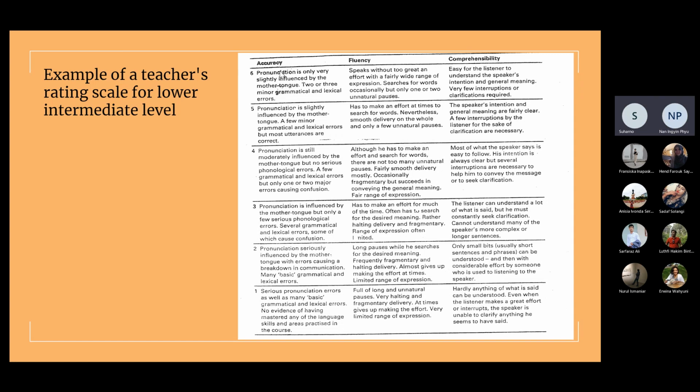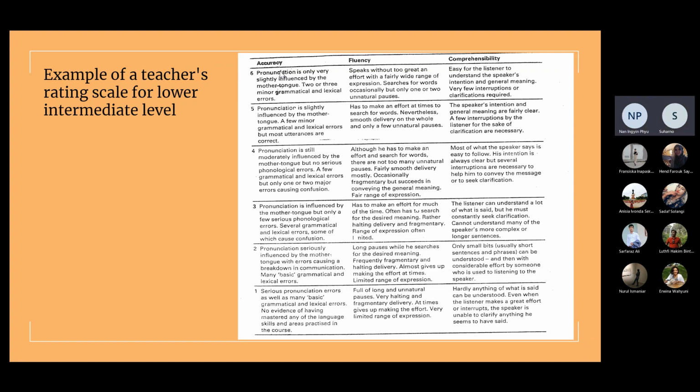If the student's speech is really difficult to understand, hardly understandable even when a listener makes a great effort or interacts, even with the examiner or teacher helping, but it is still really hard to understand, that is rating 1. So these are examples of the three areas that can be given as a scoring scheme.